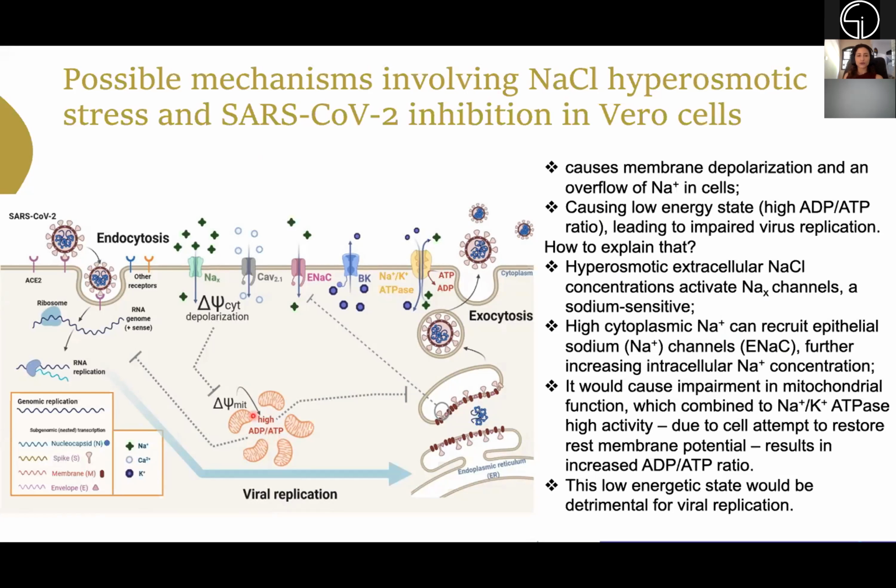It's essential for RNA replication, it's essential for protein production. So if you don't have ATP, nothing happens. So how can we explain that?